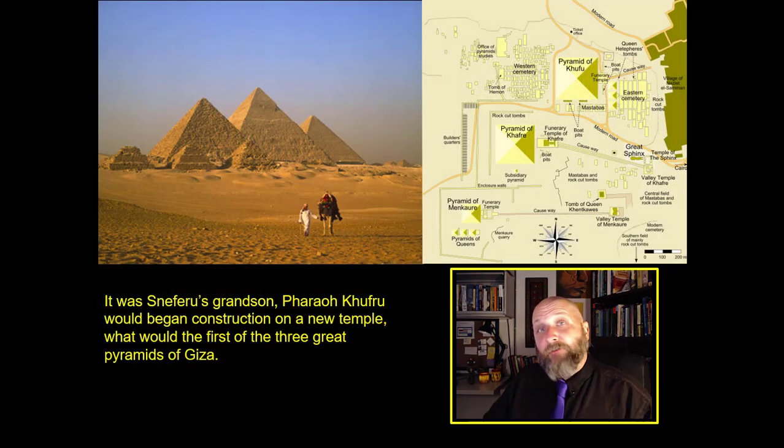Snefru's grandson is the pharaoh Khufu, and it is he who builds the first of the 3 Great Pyramids on the Giza necropolis. You can see it right up above. And there's Khufu builds his Great Pyramid, his son Menkaure builds the second pyramid there, and then finally there's Khafra, who builds his pyramid there as well.